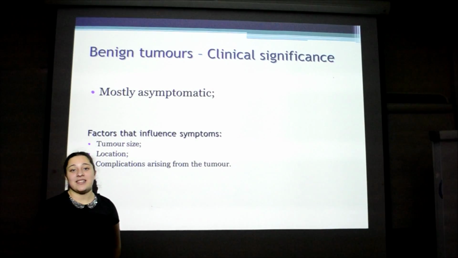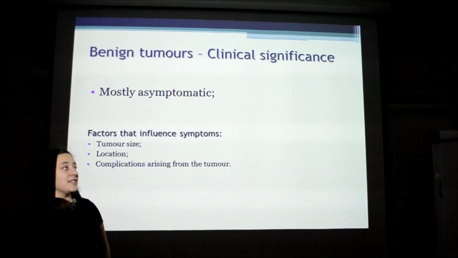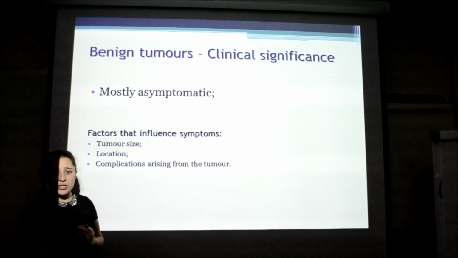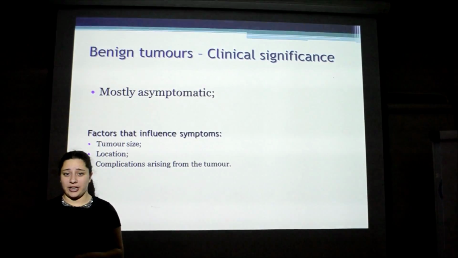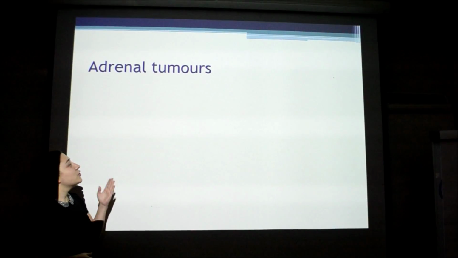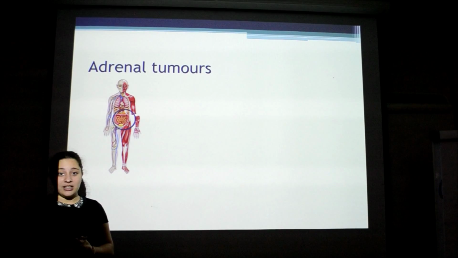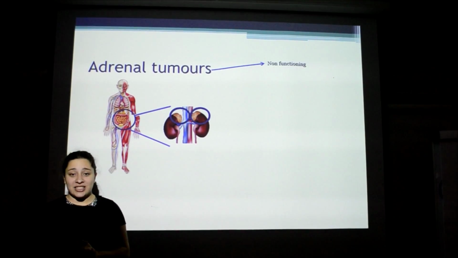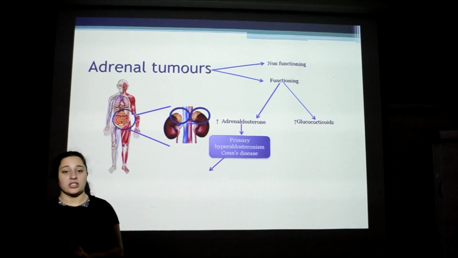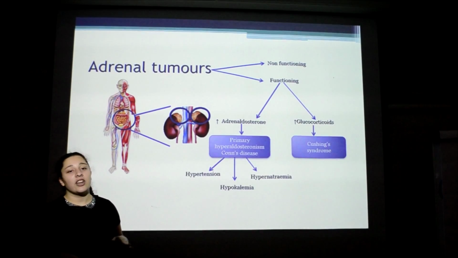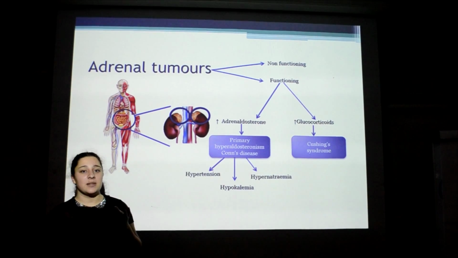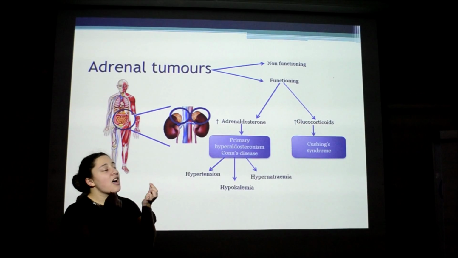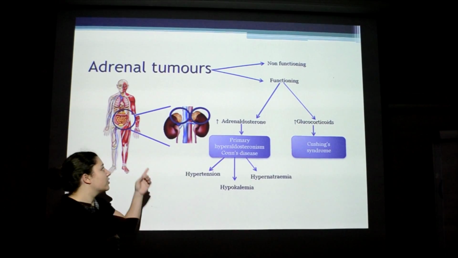Most benign tumours are asymptomatic. However, factors such as tumour size, location, and complications arising from the tumour can cause changes in the body. Adrenal tumours are localized in the adrenal glands, just on top of the kidneys, and they can be categorized as functioning or non-functioning. When it's non-functioning, they are asymptomatic, and the only visible aspect of the tumour is a mass or growth in the adrenal glands.